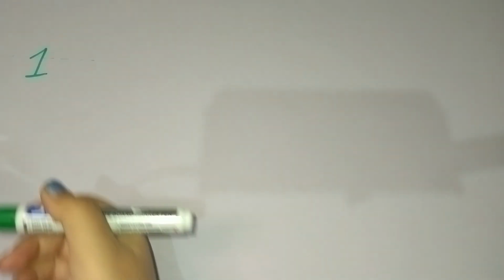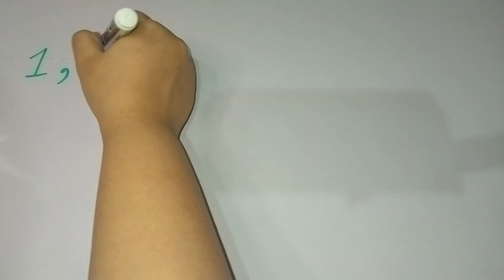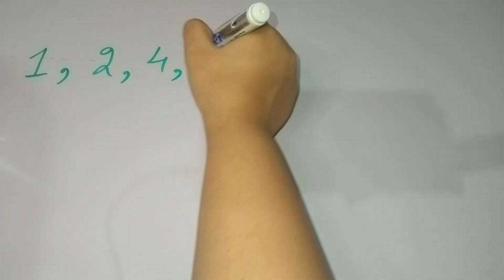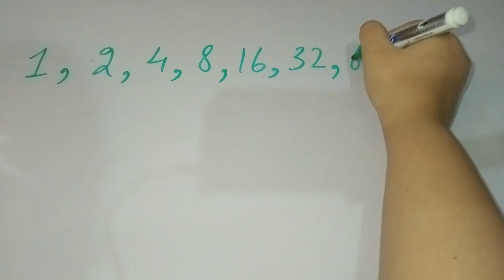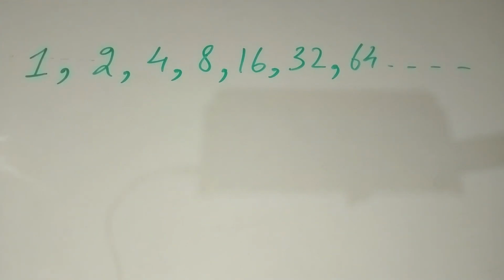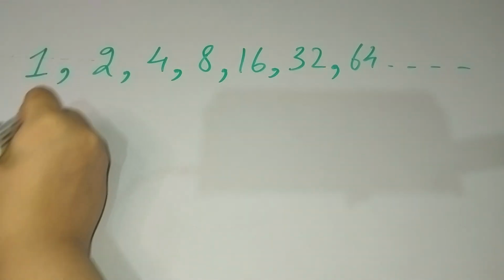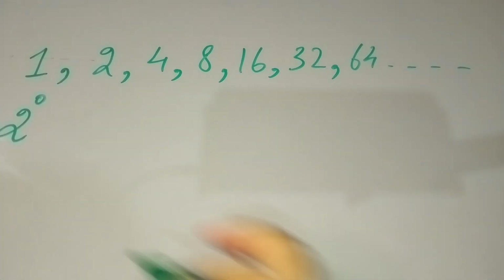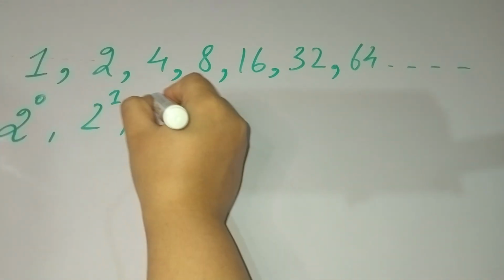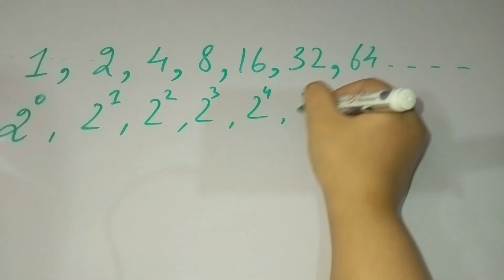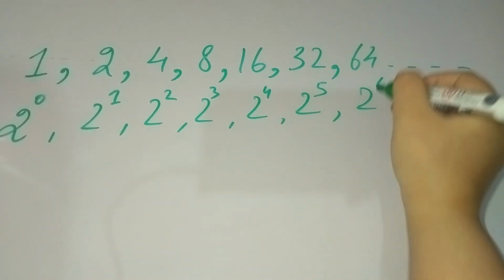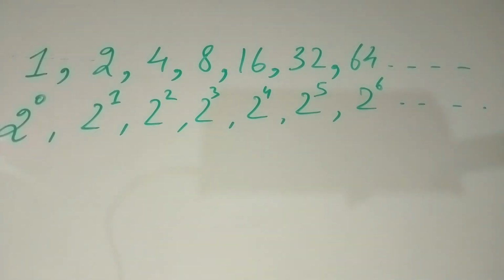Okay, so let's start with number 1. Number 1. Now keep doubling it. 1, 2, then 4, then 8, then 16, then 32, then 64, and so on. Now see, 1 we can write as 2 to the power 0, 2 to the power 1, 2 to the power 2, 2 to the power 3, 2 to the power 4, 2 to the power 5, 2 to the power 6, and so on, right? Now you can check.